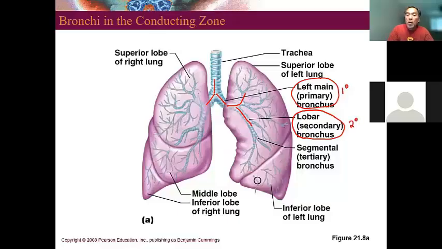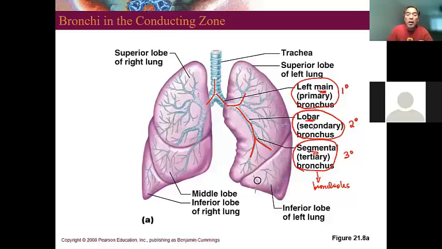And then the last division is called the third division, or the tertiary division. That is your tertiary bronchi, but the name is segmental bronchus. So the first one is main, the second one is lobar, the third one is called segmental. Once the third branches off, it then connects into the bronchioles. Bronchioles are microscopic tubes after the bronchi on the third division.